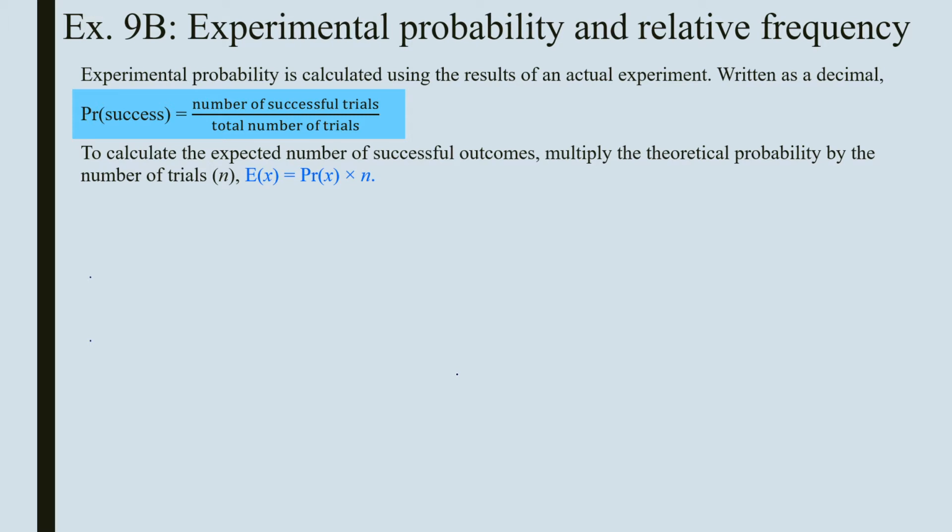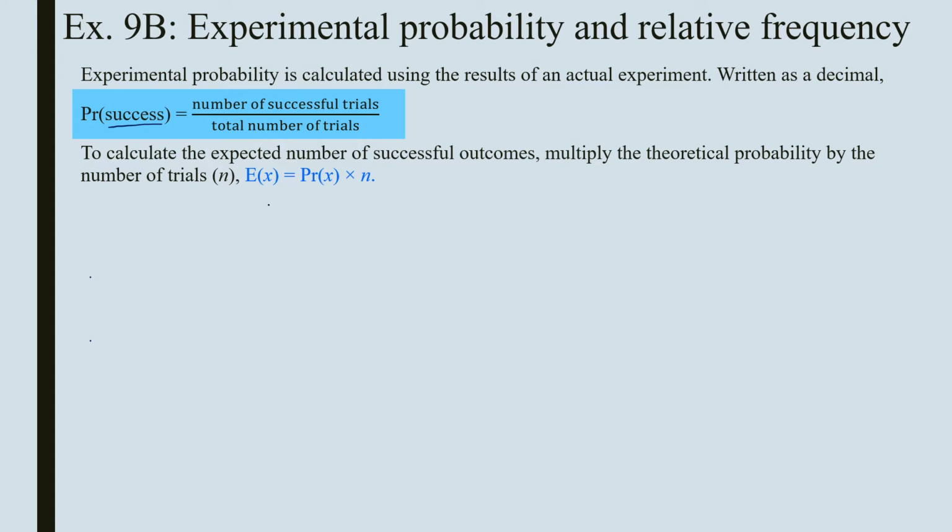So experimental probability is a little bit different than theoretical probability from our previous exercise in that it's calculated using the results of an actual experiment, okay? We usually write it as a decimal, and the probability of the event, which in this case is just denoted success, okay? So successfully having that event occur is the number of successful trials over the total number of trials. So if I flip a coin 10 times and I flip 6 heads, okay, theoretically, I should get heads 50% of the time, but I actually got it 60% of the time, or 6 out of 10. So 6 out of 10, or 0.6 as our probability, okay?